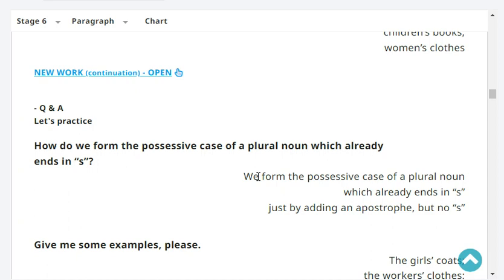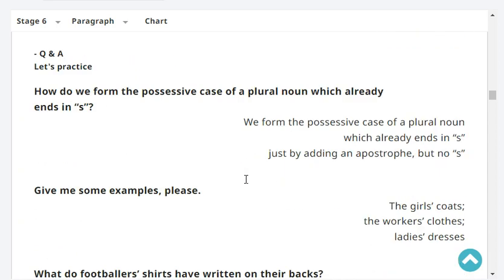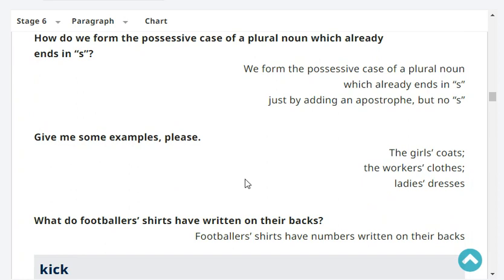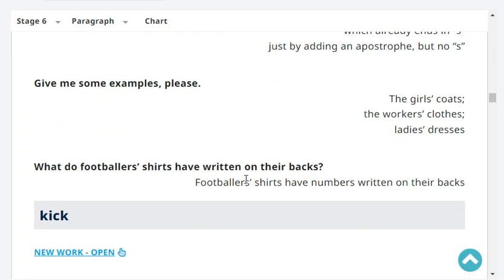How do we form the possessive case of plural nouns that already end in S? We form the possessive case of plural nouns that already end in S just by adding an apostrophe but no S. Give me some examples, please. The girls' coats, workers' clothes, ladies' dresses. Very good.